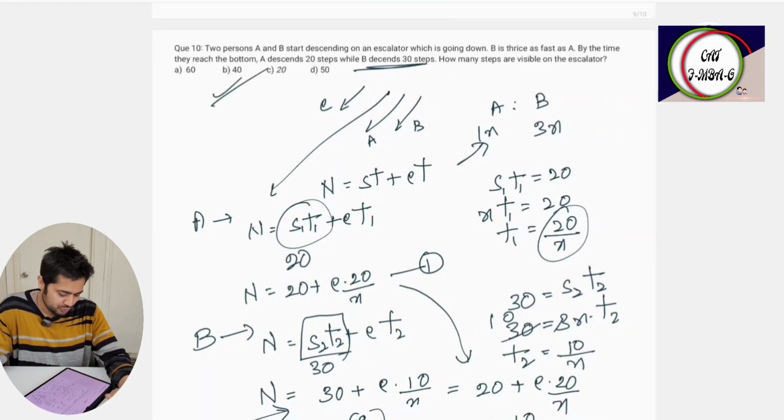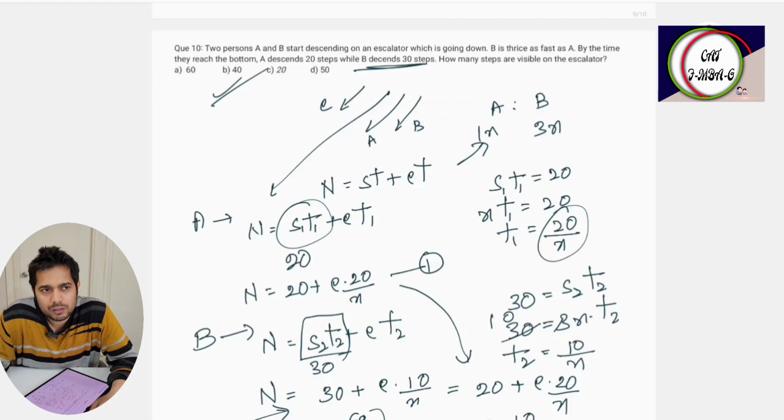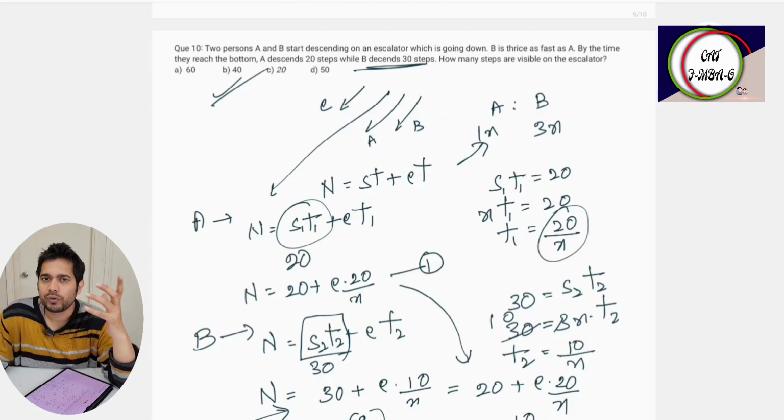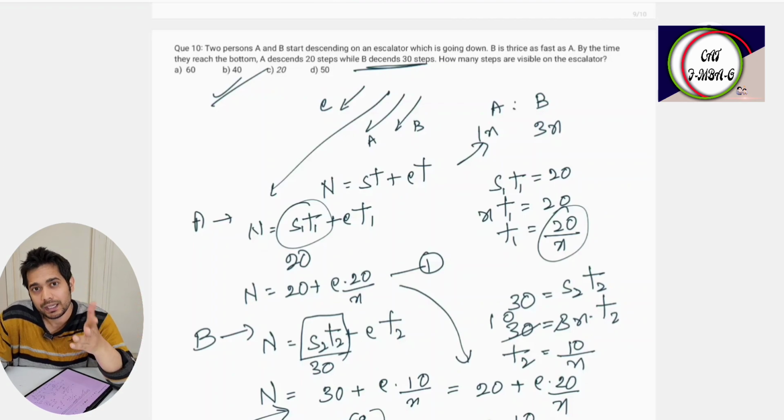Okay, so today we have solved a lot of questions. Today we have solved escalators. Very important. You have to remember only a single formula: n is equal to st plus et if moving in the same direction, and if moving in the opposite direction, then st minus et. Make different cases s1 t1, e t1, s2 t2, e t2, and ultimately you will get the answer.